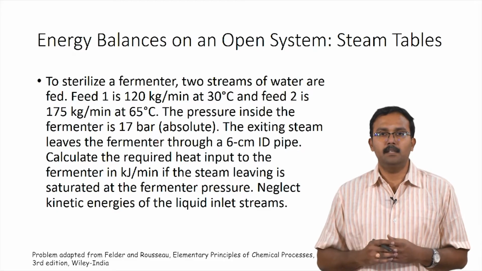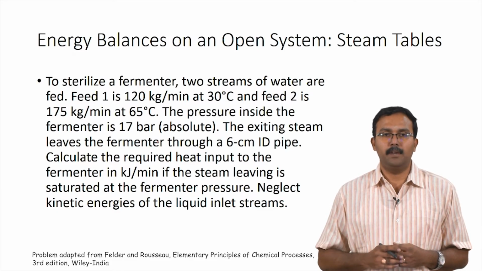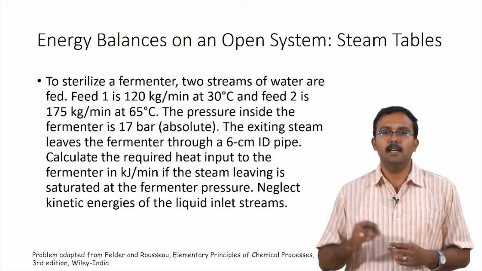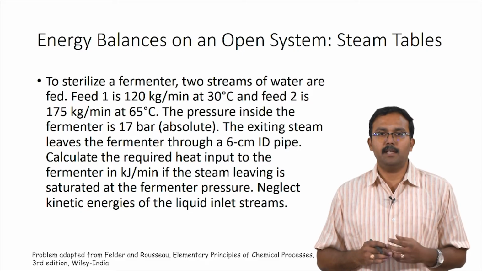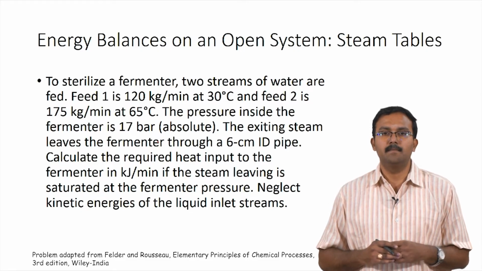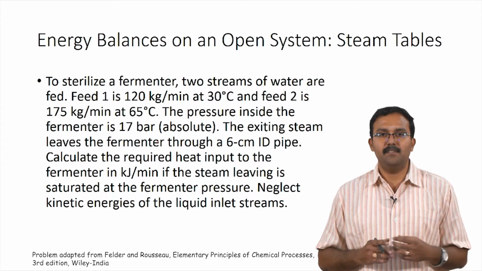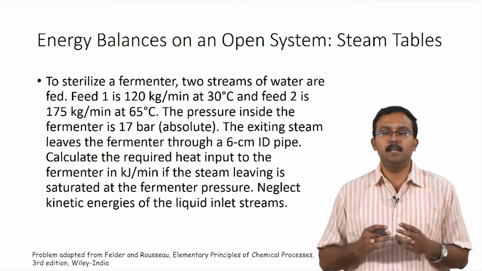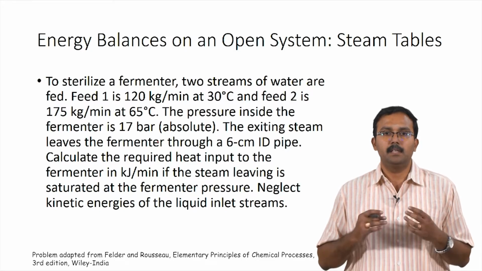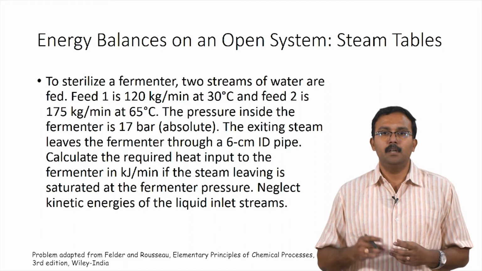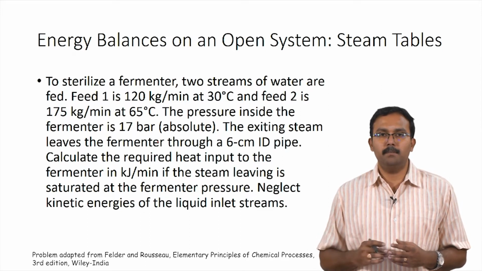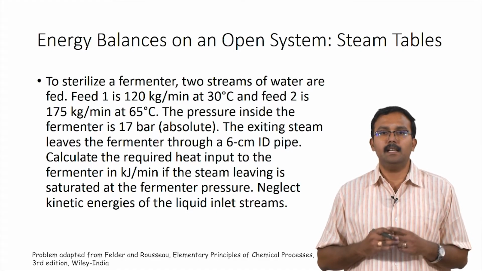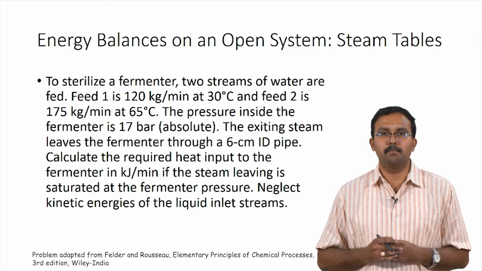To sterilize a fermenter, two streams of water are fed. Feed 1 is 120 kilograms per minute at 30 degrees Celsius and feed 2 is 175 kilograms per minute at 65 degrees Celsius. The pressure inside the fermenter is 17 bar absolute. The exiting steam leaves the fermenter through a 6 centimeter inner diameter pipe. Calculate the required heat input to the fermenter in terms of kilojoules per minute if the steam leaving is saturated at the fermenter pressure. You can neglect kinetic energies of the liquid inlet stream.